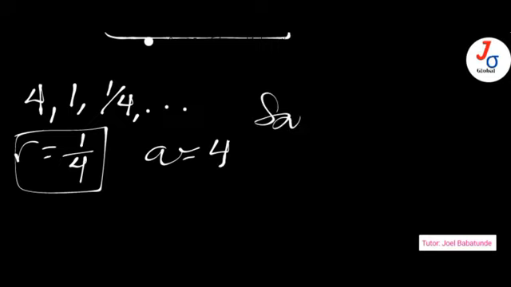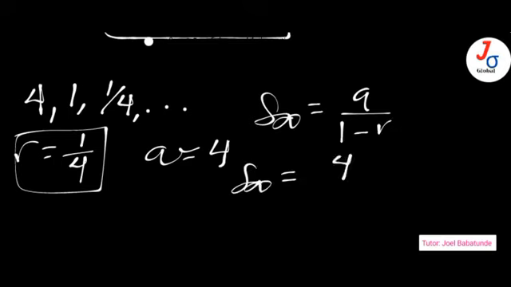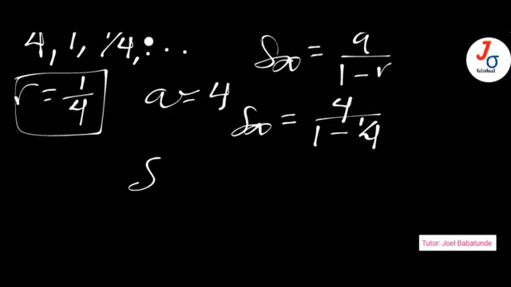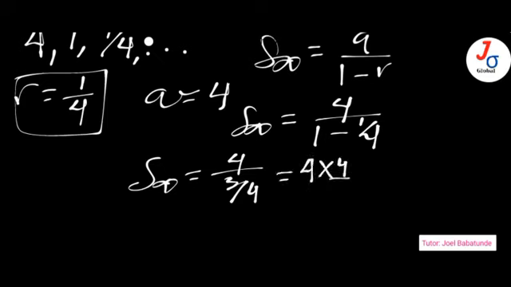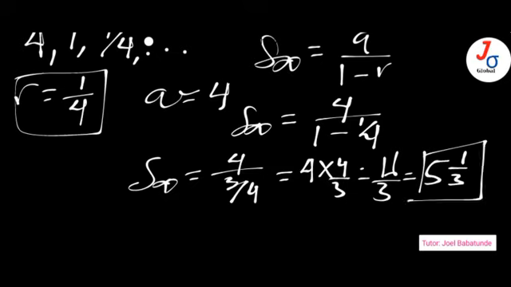The sum to infinity formula is A over 1 minus R. So the sum to infinity for this series is 4 over 1 minus 1 over 4. That gives us 4 over 3 over 4, which is 4 multiplied by 4 over 3, that gives us 16 over 3, which is 5 and 1 over 3. So this is the sum to infinity, 5 and 1 over 3.